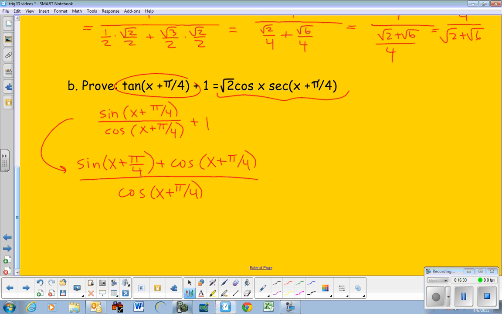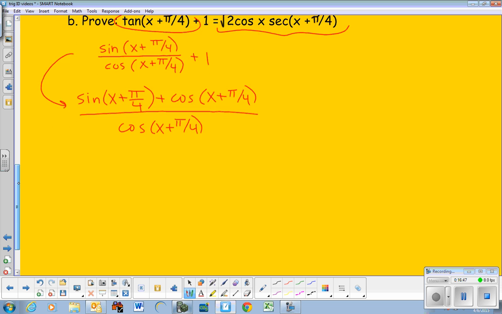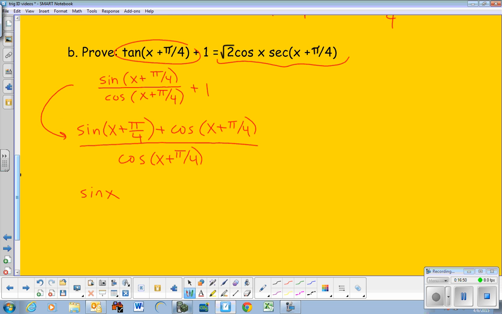All right, so now what I see on top are two expressions that are sine of a sum and cosine of a sum. So the sine of x plus pi over 4, according to our newest identity, is going to be sine x times cosine pi over 4 plus cosine x times sine pi over 4. Okay, so that was this.